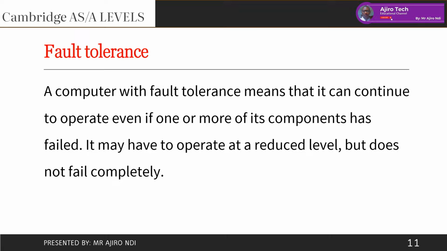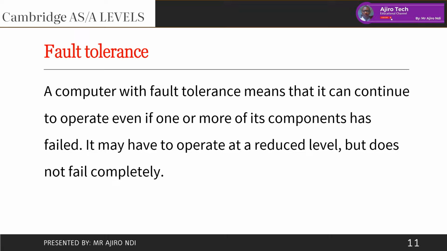Now, it may have to operate at a reduced level, but it does not fail completely. At least the app opens and you can navigate through it, except in worst-case scenarios where you cannot carry out some transactions, but sometimes you can still do some things in the app. But majorly it is up and running. It's not a total shutdown. Now, mainframe computers have the characteristic of being fault tolerant in terms of their hardware.